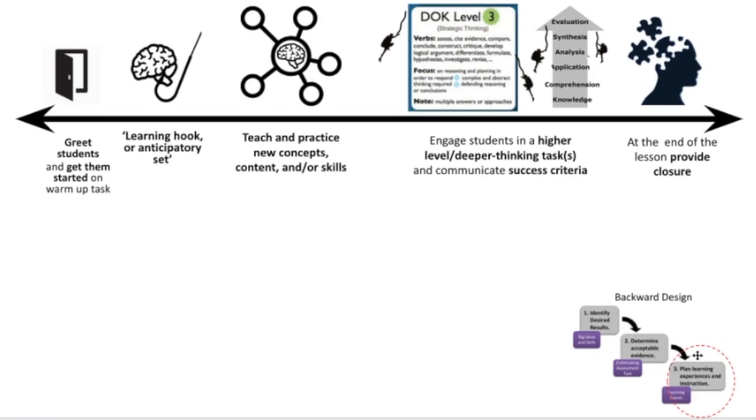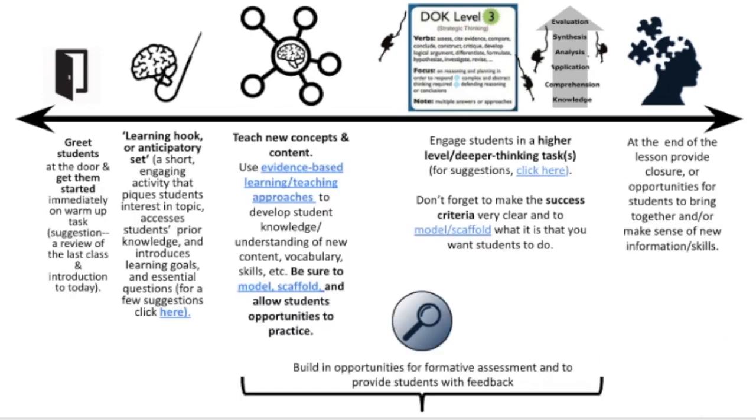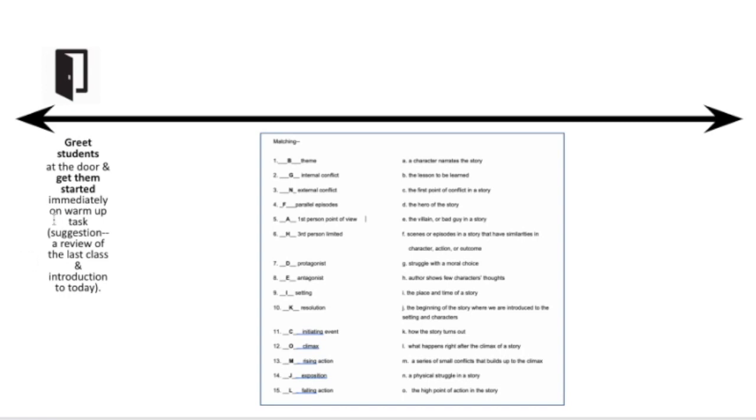So now we're finally in this part where we're designing the learning experience. So for example, we could start with this. We could greet students at the door and get them started immediately on a warm-up task. So this might in this case be a review of past terms that are relevant to what we're going to be tackling. So these might be literary terms such as external and internal conflict, parallel episodes, protagonist, antagonist, a warm-up of things that we've reviewed and a recap of things that we've covered in the past that feed into this.